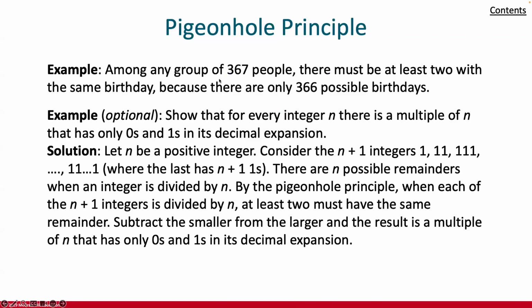Among a group of 367 people, there must be at least two with the same birthday because there are only 366 possible birthdays. So 365 days a year, and then you have leap year. And so those are all the possible things that we could have.